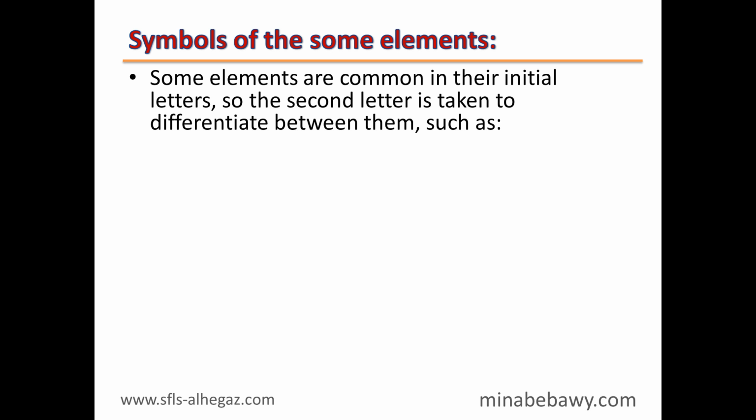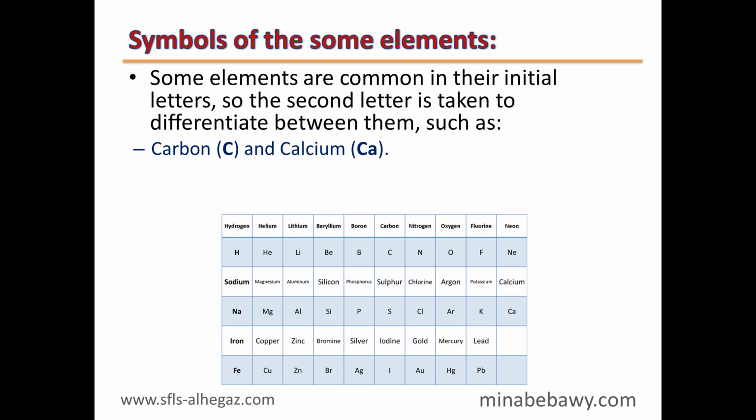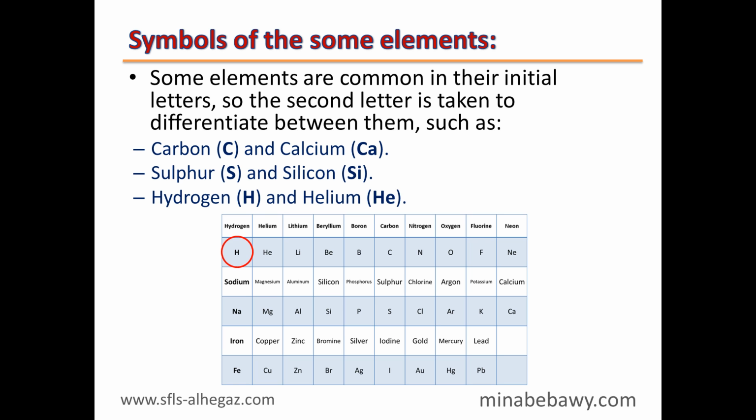Also, we note that some elements are common in their initial letters, so the second letter is taken to differentiate between them, such as carbon and calcium. Both of them start with C, so we take C for carbon and the first and second letters for calcium, Ca. Carbon and calcium, sulfur and silicon, hydrogen and helium.